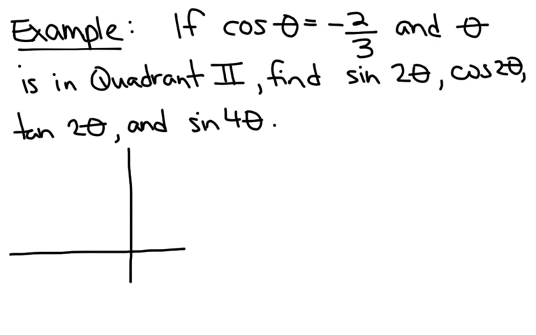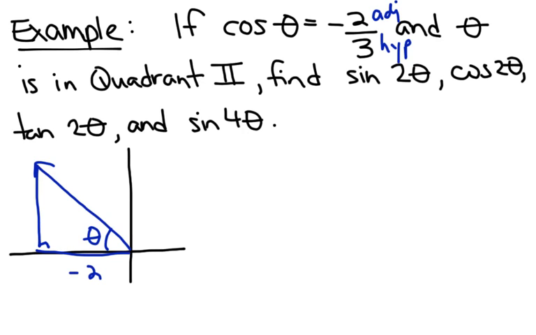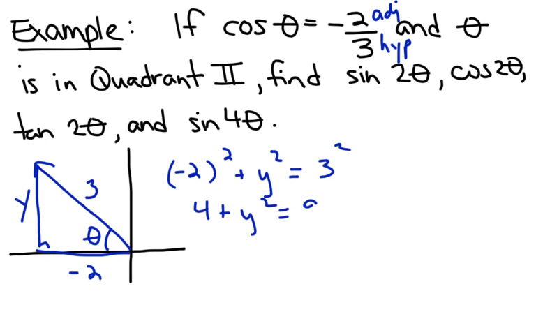Well, first, I'm going to draw the picture of that triangle. It's in quadrant 2, so there's my terminal ray. There's my perpendicular, so here's my triangle. This is theta. Cosine is adjacent over hypotenuse, so the adjacent side is negative 2. The hypotenuse is 3. I'm going to find what the opposite side is by using the Pythagorean theorem. I'm going to call that y because it's the side that's perpendicular to the y-axis. So x squared plus y squared is equal to r squared, and we're going to find out that y is the square root of 5.